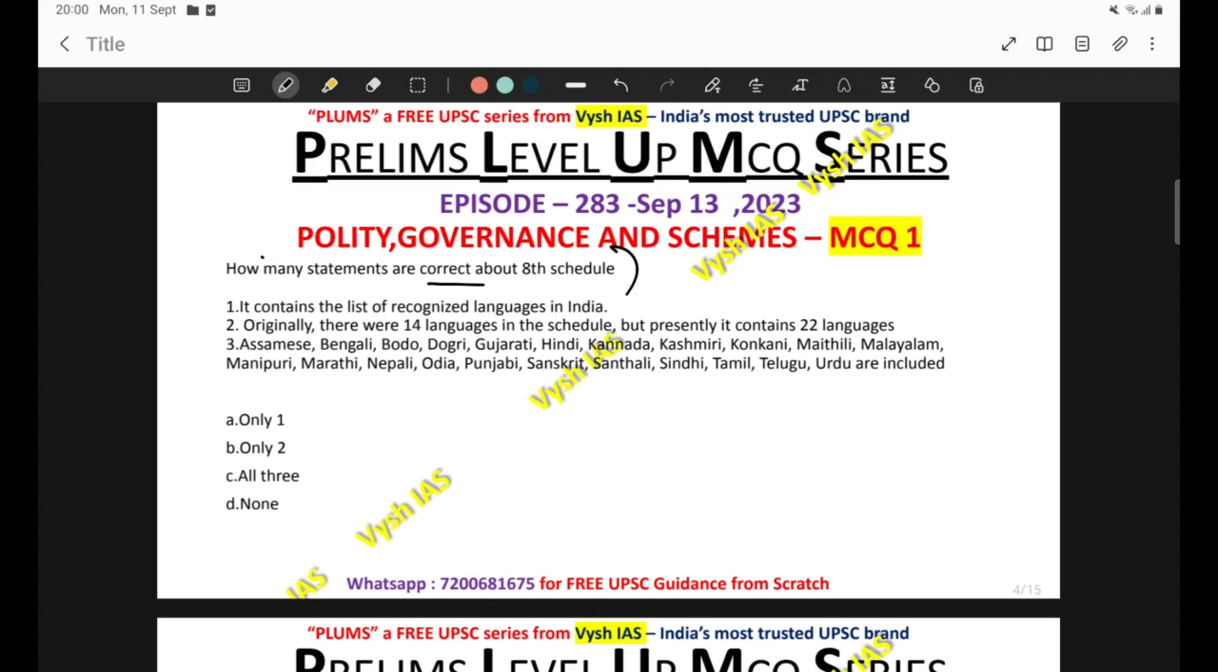So come to the first statement. It contains the list of recognized languages in India. Be very specific. Please pay special attention to all these words. What is national language, what is official language, and today's homework for you will be that: please differentiate between the national language and official language. So here, the 8th schedule is dealing with the recognized languages in India. This thing you have to be clear.